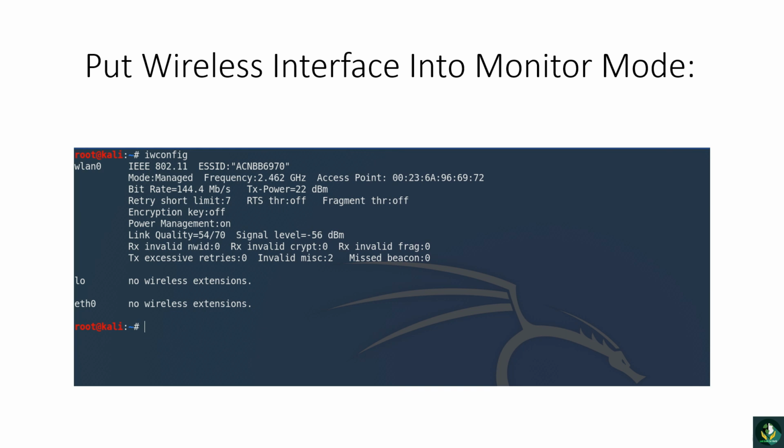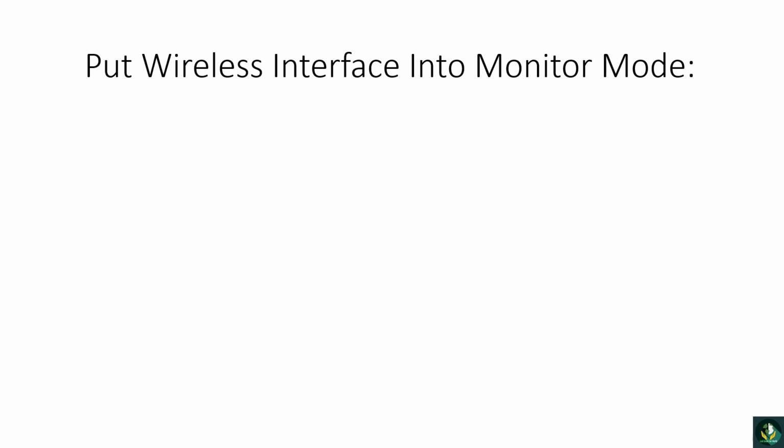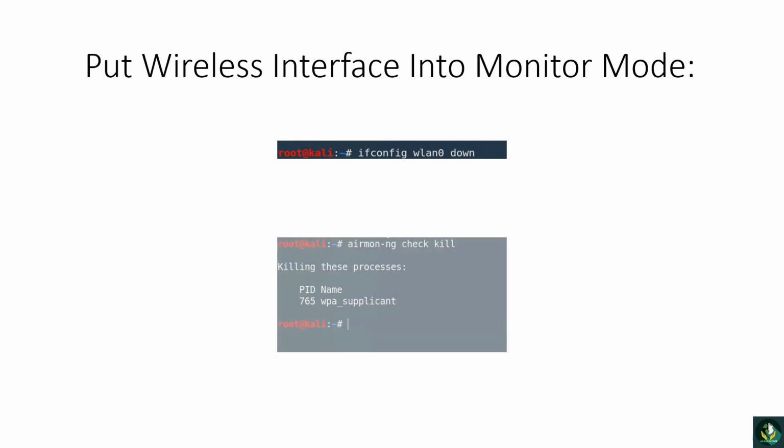Before changing the mode of the wireless interface, disable the network interface by typing ifconfig followed by the interface name. This interface may vary from machine to machine. Your interface may be wlan1 or wlan0, so make sure you check yours. Disable that, and then run the command that will kill the processes that could interfere with changing the wireless interface into monitor mode.